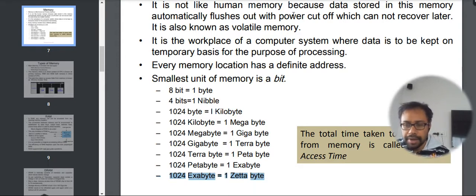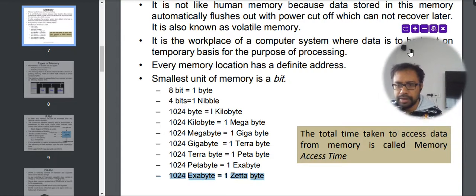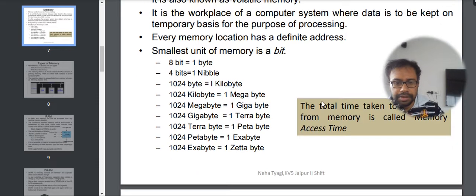Now we have another concept here which we call memory access time. Let us understand. The total time taken to access data from memory is called memory access time. The amount of time taken to retrieve data from memory is called memory access time. Now let us see the next slide.